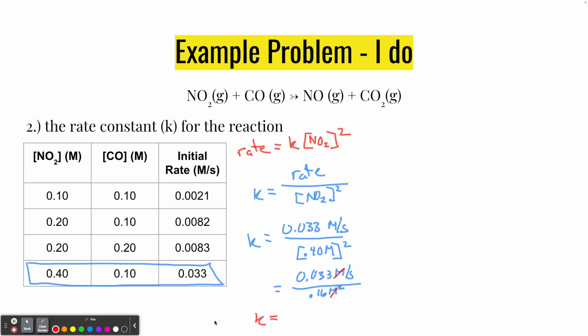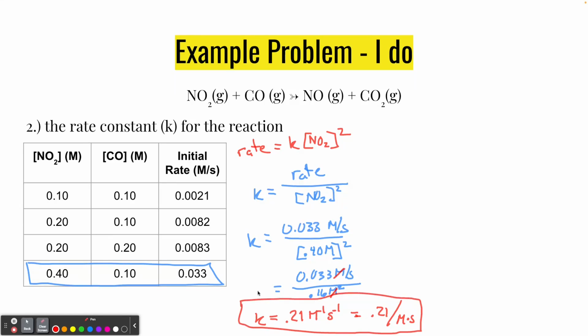And our rate constant K is, I get 0.21 M to the -1 s to the -1. Or another way to write this, our rate constant K for this particular reaction is 0.21 per molar per second. Again, per molar per second. So if you wrote it like this, I'd also accept it. So it'd be per molar seconds. Okay, so that is our rate constant K for this reaction.